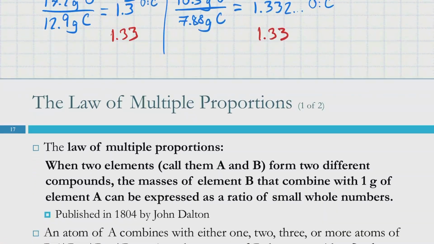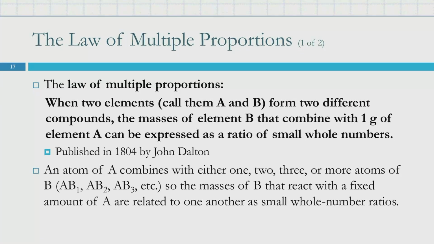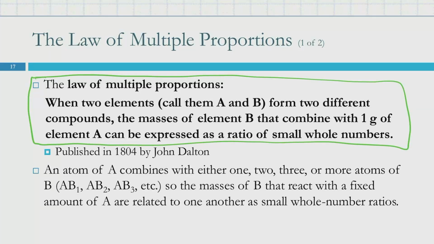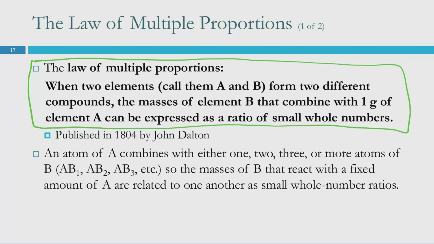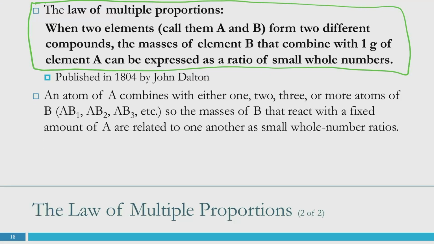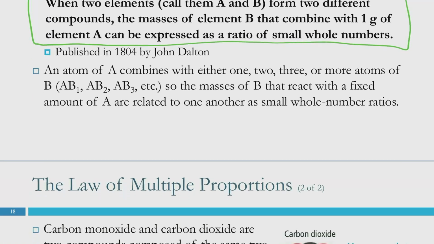We've got one more law, the law of multiple proportions. The law of multiple proportions states when two elements, we can call them A and B, but they would take whatever their chemical symbol is, form two different compounds, the masses of element B that combine with 1 gram of element A can be expressed as a ratio of whole numbers. So for example, if A combines with either 1, 2, 3, or more atoms of B, then the ratios of B to A will be related by a whole number ratio. I think we have got a number example on the next slide.